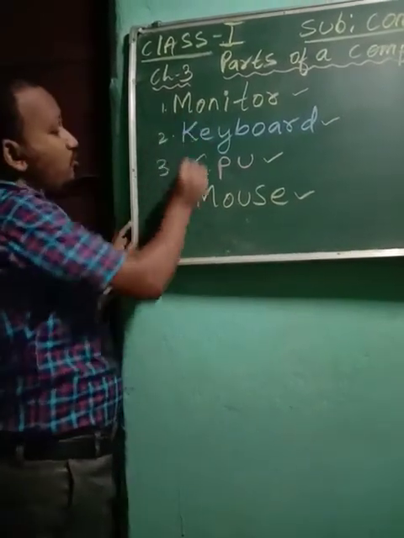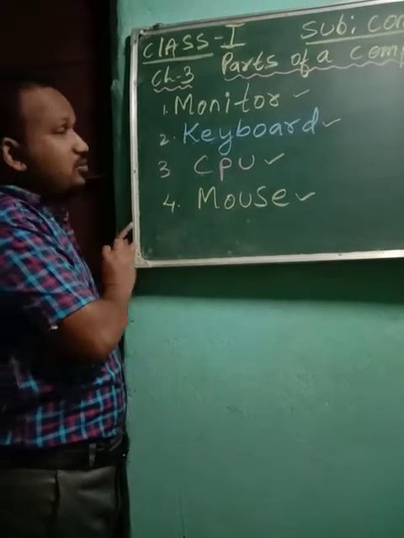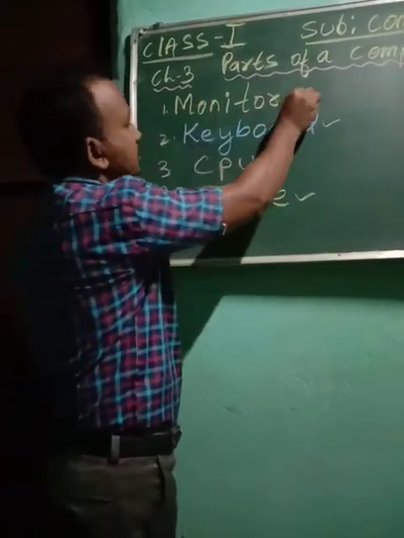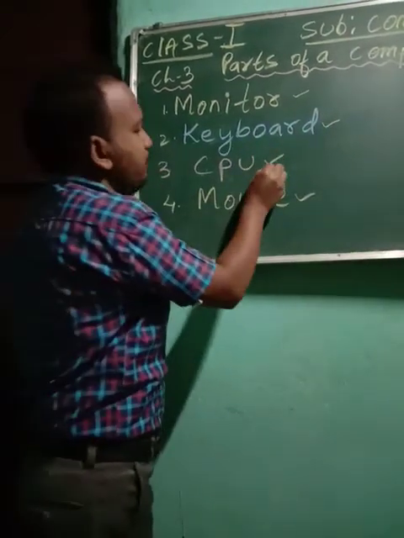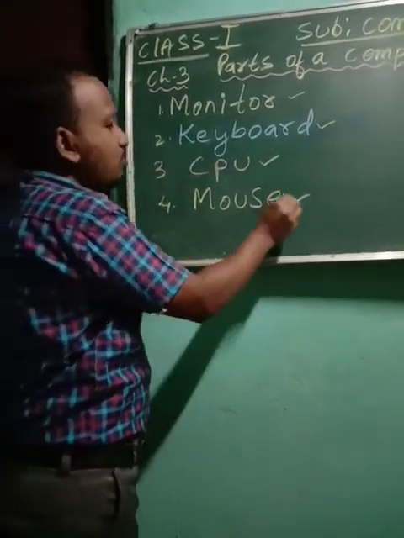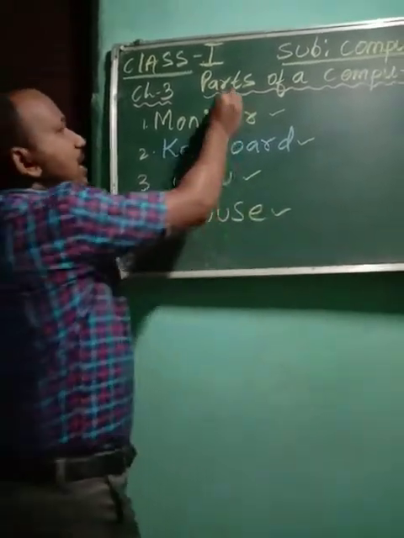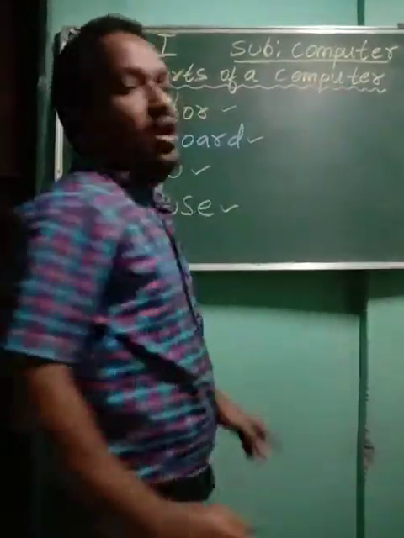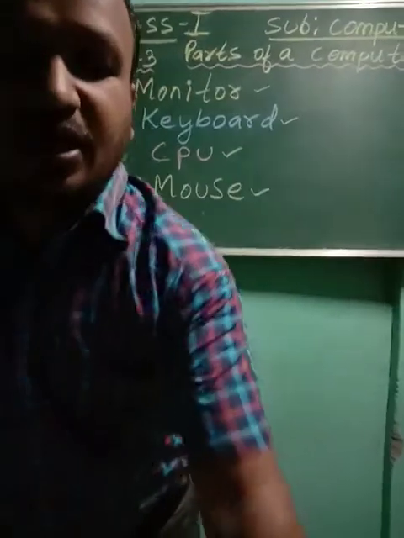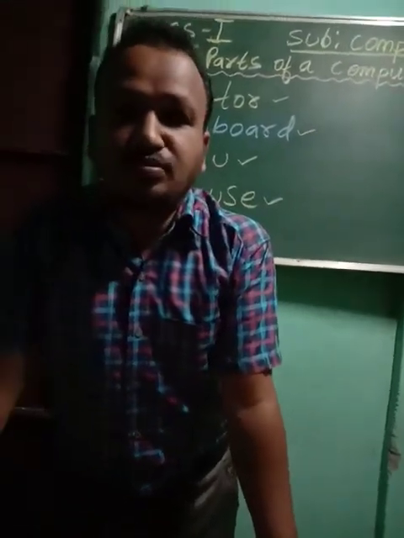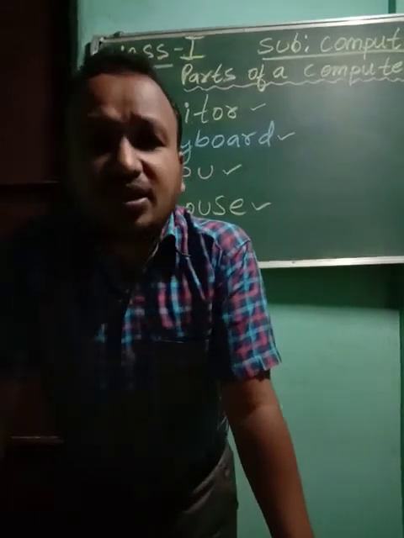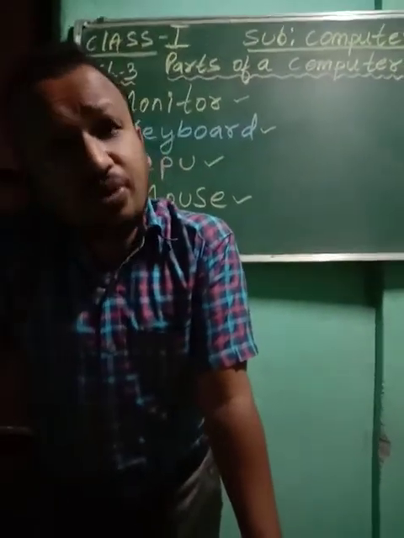Okay, so what are we going to learn about? We are going to learn about monitor, keyboard, CPU, and mouse. What are they? They are called parts of a computer. Okay, remember, they are parts of a computer.